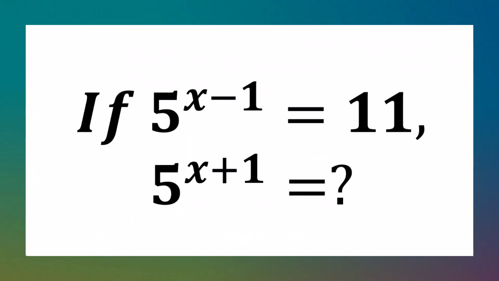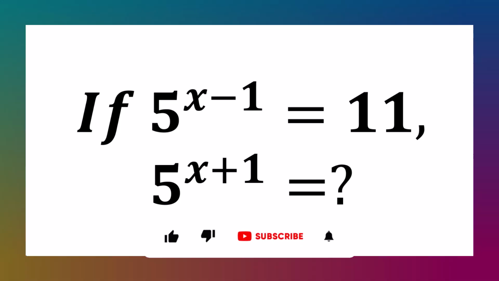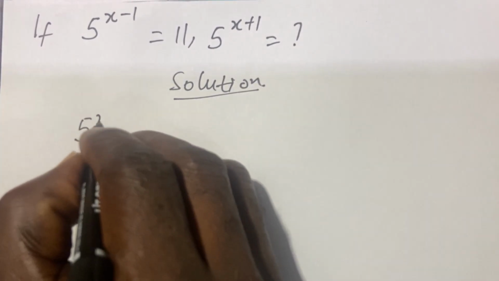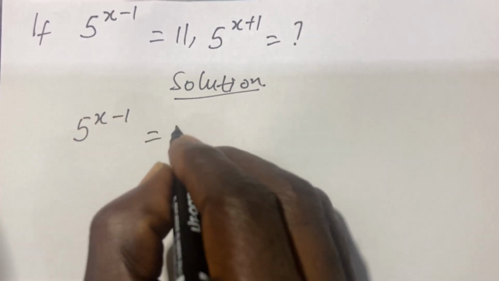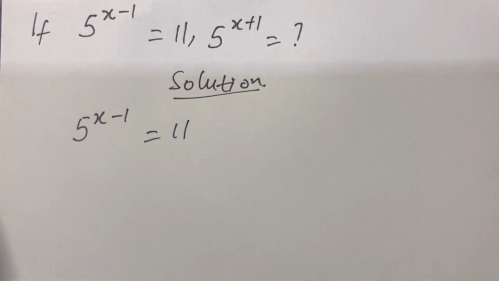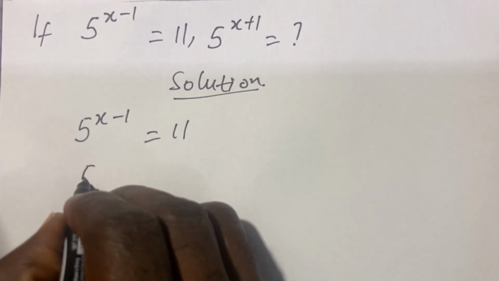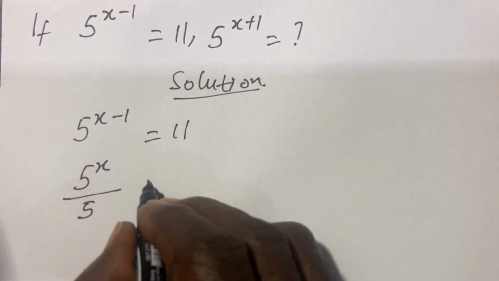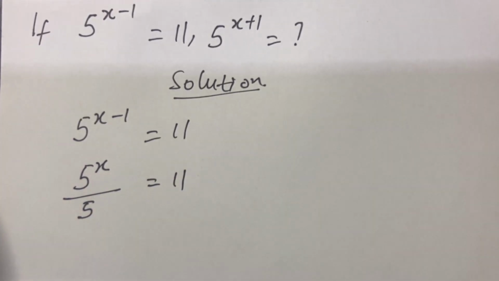If 5 raised to the power x minus 1 equals 11, then 5 raised to the power x plus 1 equals, let's find out. So we have 5 raised to the power x minus 1 is equal to 11. From indices, we are allowed to write this as 5 raised to the power x over 5 raised to the power 1 is equal to 11.